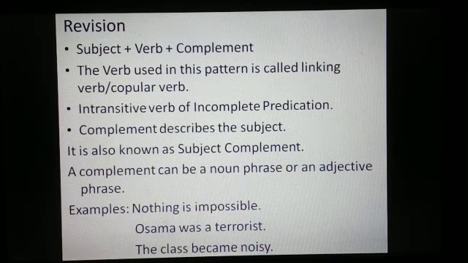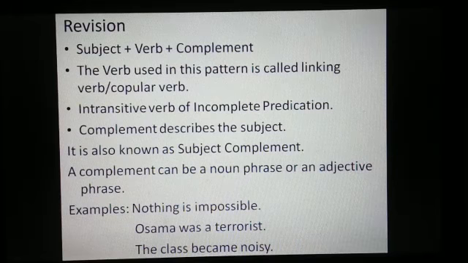The next element in this pattern is the complement. The complement describes the subject. It is also known as subject complement. A complement can be a noun phrase or an adjective phrase.